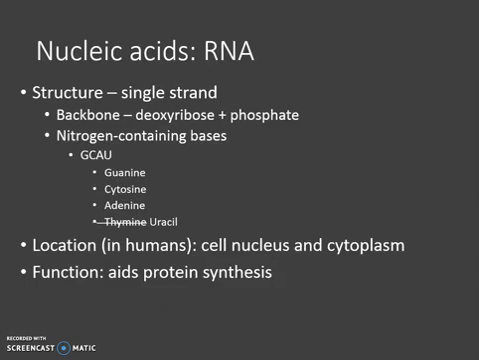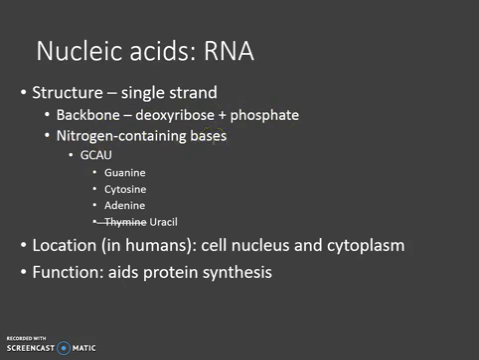RNA has kind of a similar structure to DNA, except it only has a single strand. So it's like you take a ladder and cut it in half. So it's only got one strand. It still has a backbone like DNA, so it's got ribose and phosphate. And it also has nitrogen-containing bases that are sticking up from that backbone.